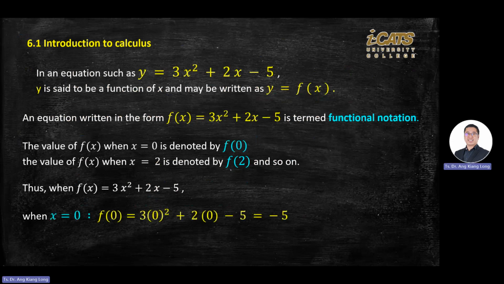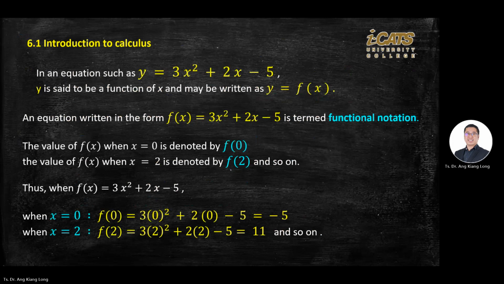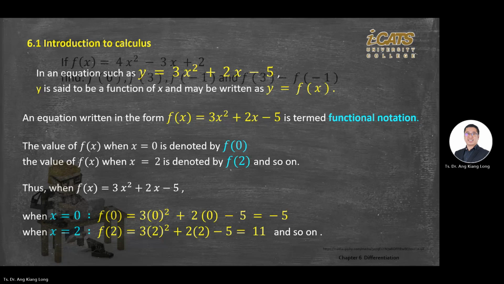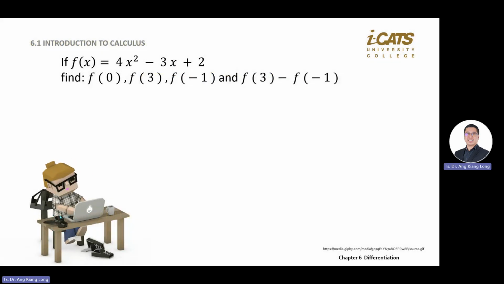So how do you write when you answer a question in differentiation? Sometimes you need to substitute a value. You need to write "when x equals something", for example when x equals 0, then write in functional notation f bracket that x value, and then substitute the x value inside the equation. Okay, so this is the way you write your answer in functional notation. If x is 2, you just substitute. This is just a quick exercise.